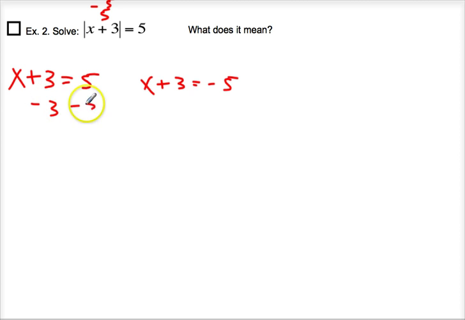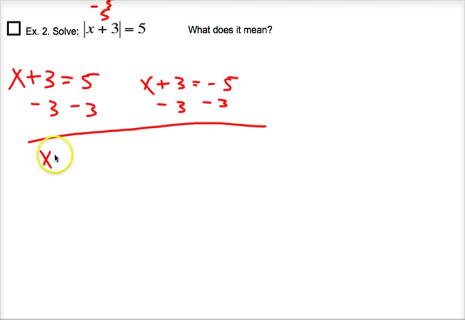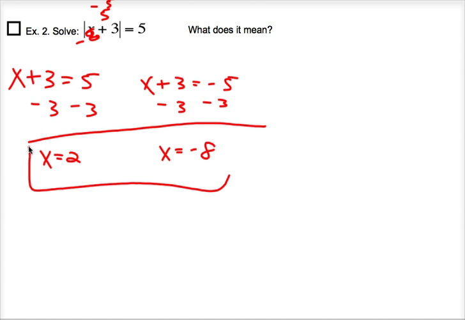The work for both setups should be exactly the same. You're going to subtract 3 in this case on both of them. This one you get an answer of 2. This one you get an answer of negative 8. Plug those in up top. 2 plus 3 is 5. Absolute value of 5 is 5. And then if you plug in a negative 8 plus 3 is negative 5. Absolute value of that is 5. So those answers check. What does it mean in terms of a graph?